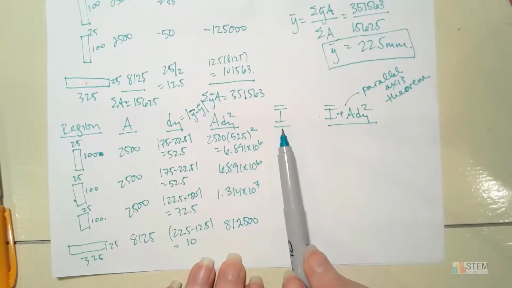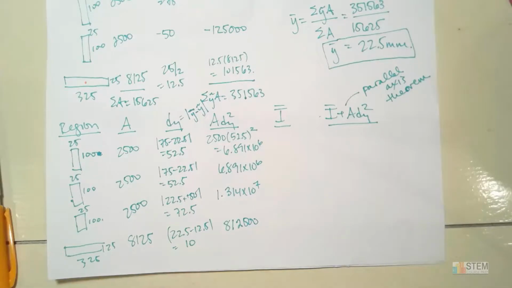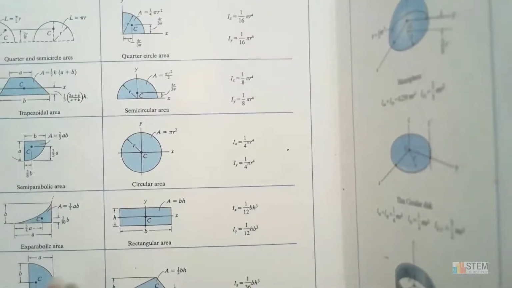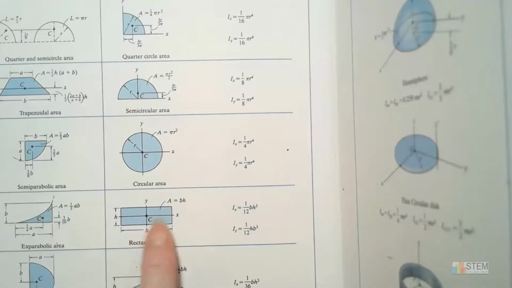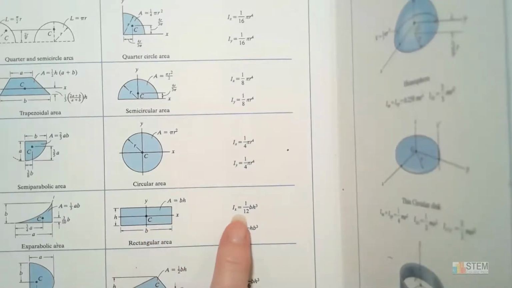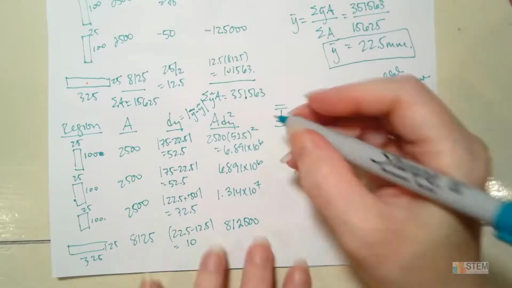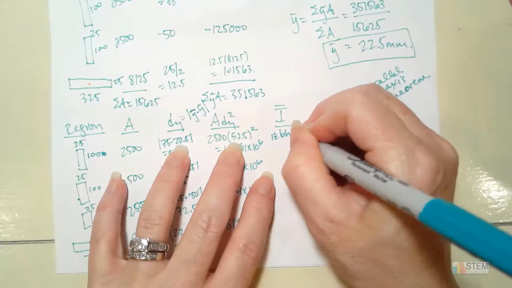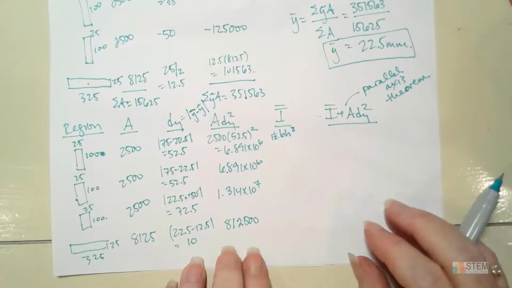All right, now I bar, this comes from a centroid table, which hopefully you have one handy. Okay, so if you look at the one from the Hibbeler book, this is what it looks like. So we've got this rectangular area. I want to find the Ix equation because I'm looking for the horizontal axis. So we're going to do 1 over 12 times base times height cubed. Okay, so that's what we'll use for this one. And we're going to use the same equation for all 4 because they're all rectangles.